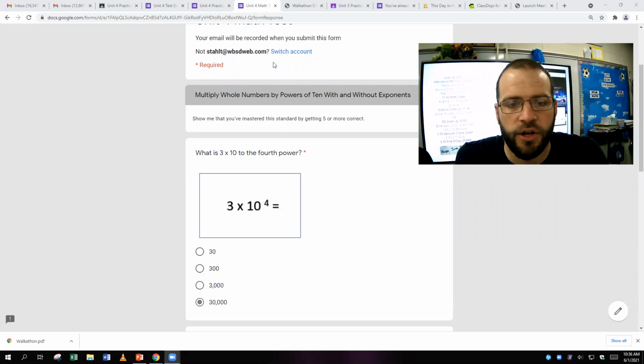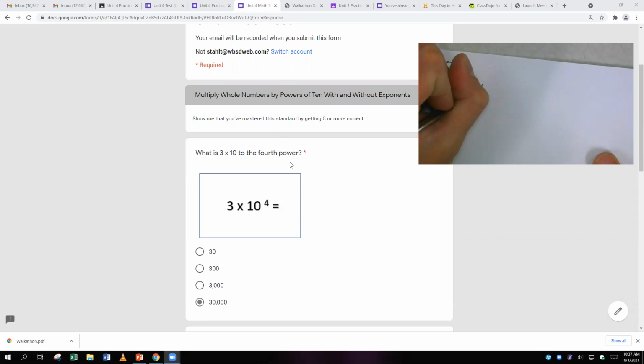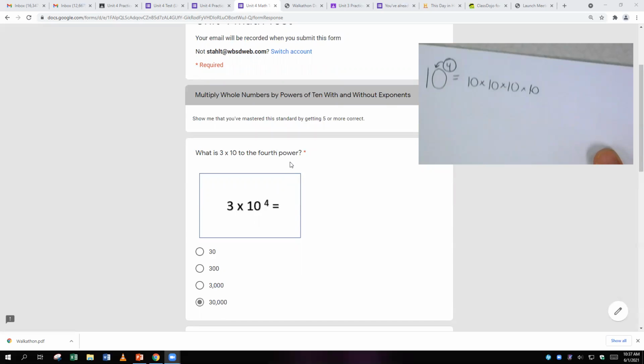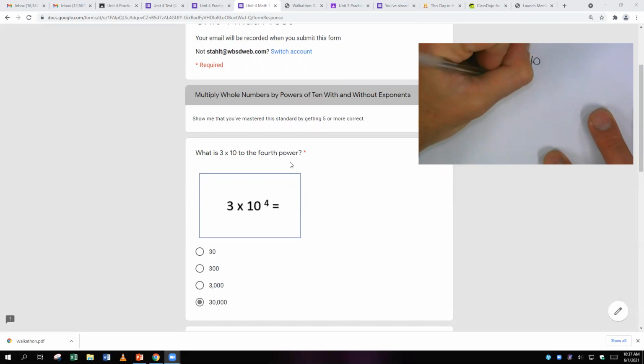The first one said, do you know what 3 times 10 to the 4th power is? First, let's see, well, what is 10 to the 4th power? Well, 10 to the 4th power looks like this, and it's a base with an exponent. All that really means is the exponent says this is how many times this number is getting multiplied by itself. So let's just look at what this actually means. When you teach that the first time, a lot of people say, oh, 10 to the 4th power, that's 40. It is not 40, right? It's 10 times 10 times 10 times 10.